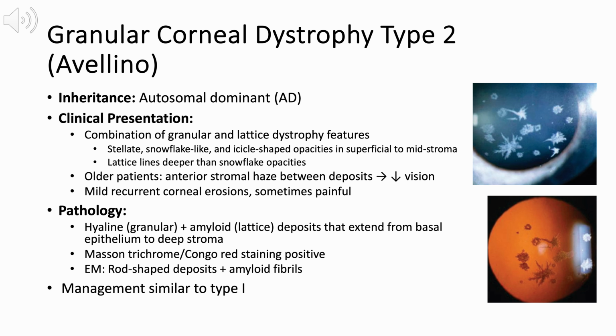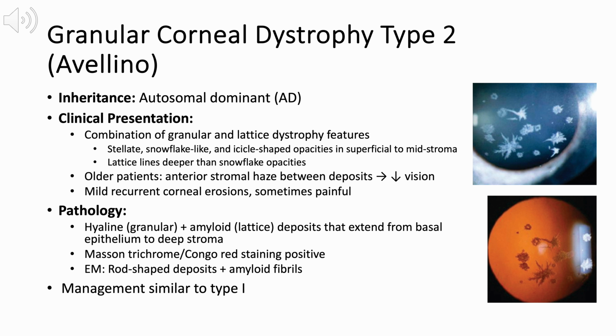Granular type 2, also known as Avellino dystrophy, is inherited in an autosomal dominant pattern. What makes this condition distinct is that it combines features of both granular and lattice dystrophies. Clinically, patients present with stellate, snowflake-like, and icicle-shaped opacities in the superficial to mid-stroma, along with lattice lines that appear deeper than the snowflake opacities.